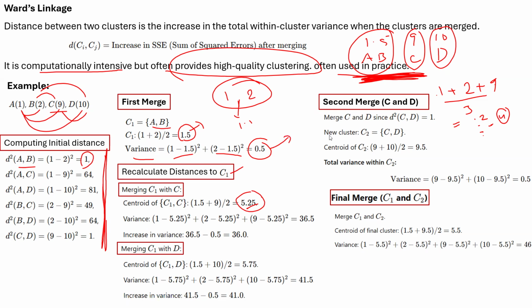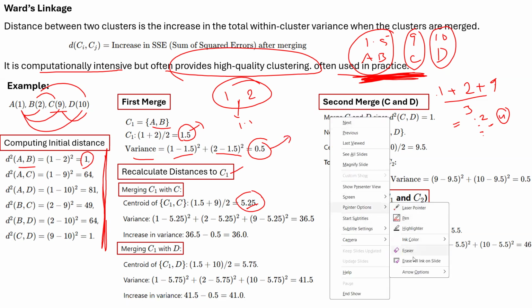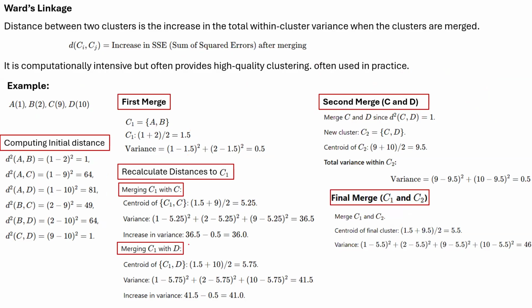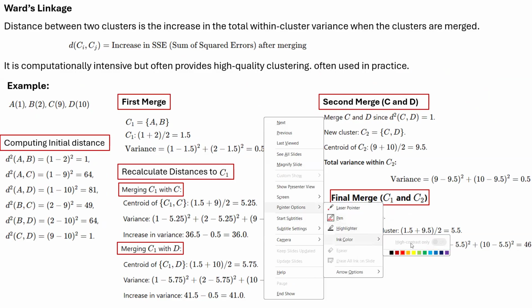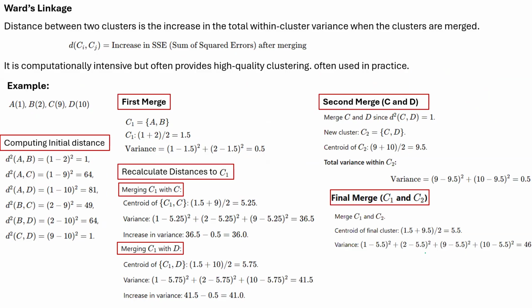After the first merge is done, let me just clear everything, so I'll explain. We calculated the initial distances here. Let me come back with some other class. So we calculated the initial distances and found this is the smallest distance. We merged these two clusters A and B, and then we found that the centroid of this new cluster is 1.5 and the variance is 0.5.